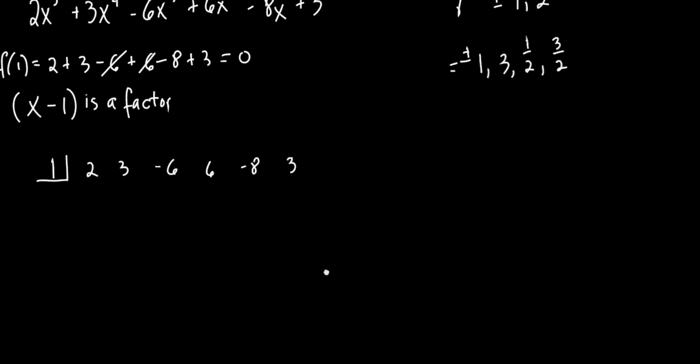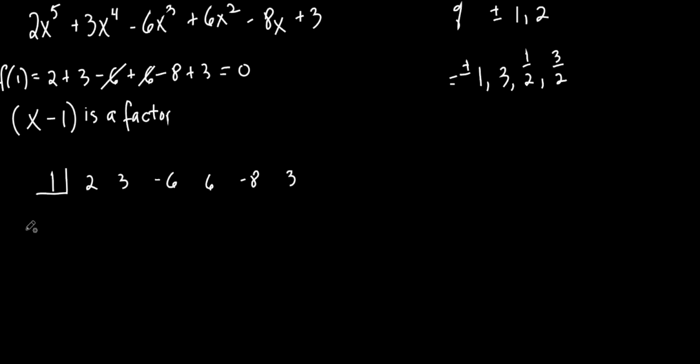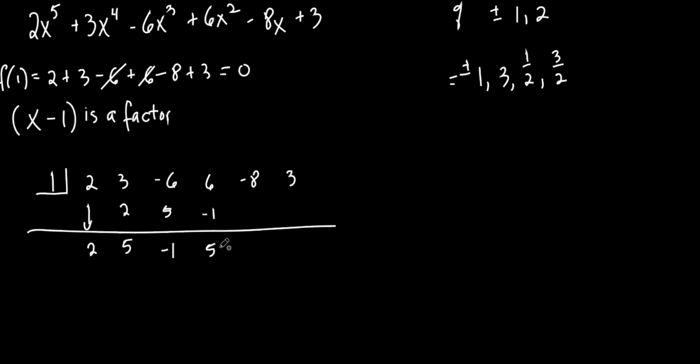All right. So let's do this. Bring this down. That's a 2. Everybody's got this part down, don't they? Yes? Maybe? All right. 1 times 2, 2. Add them up, 5. Multiply, 5. Add them up, negative 1. Multiply, negative 1. Add them up, 5. Multiply, 5. Add them up. Multiply, add them up. There we go. And it ends in a 0.